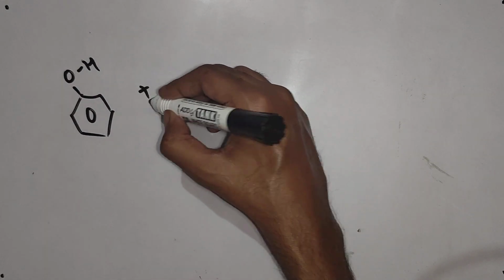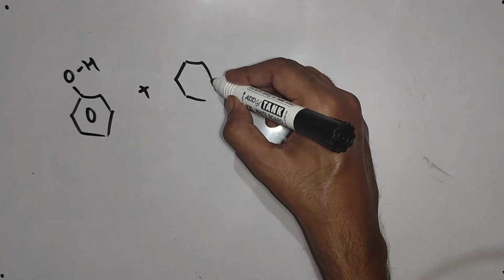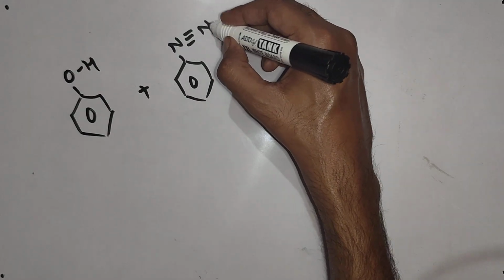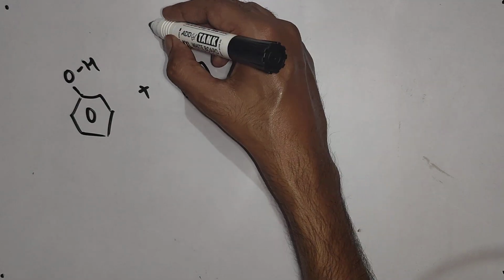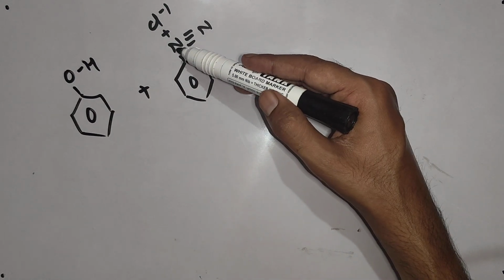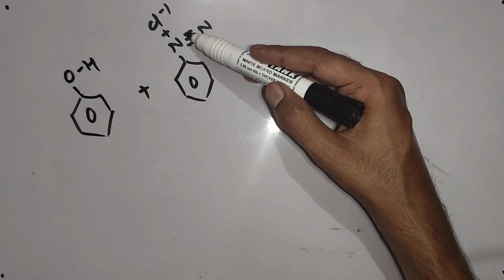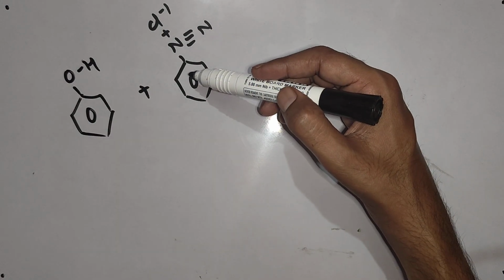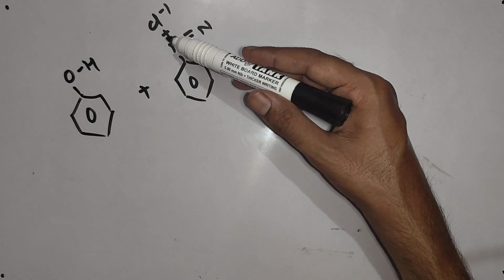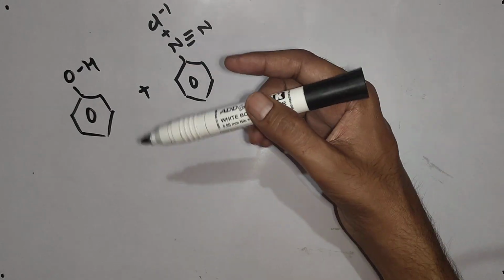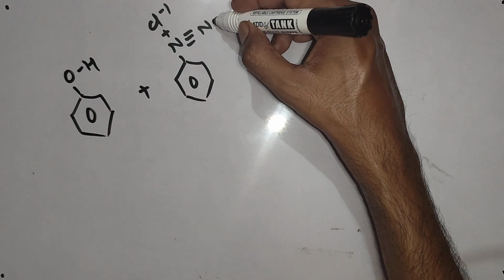This is phenol, and this is benzene diazonium chloride. This nitrogen is carrying a positive charge because it is making 4 bonds. Out of these 4 bonds, one bond is a coordinate bond, a dative bond. That's why it is carrying a positive charge. This positive charge will be balanced by Cl negative. Benzene diazonium chloride it is.